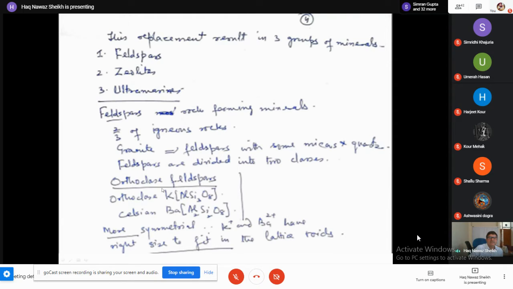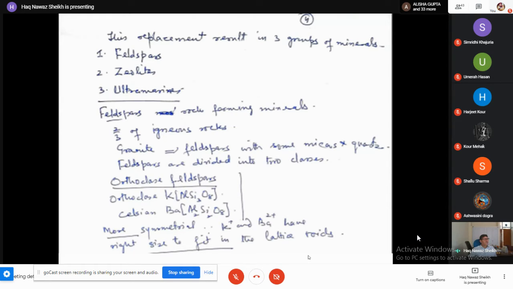These structures are special, orthoclase feldspar, because the size of the cations, potassium and barium, they are large cations in their own respective groups. They are large cations and their sizes are absolutely the same as the size of the cavity. Therefore, the lattice is more or less symmetrical. There is no distortion in the structure of the lattice. So this is more symmetrical because potassium and barium have the right size to fit in the lattice cavity or lattice void. That's why they are classified separately as orthoclase feldspar.